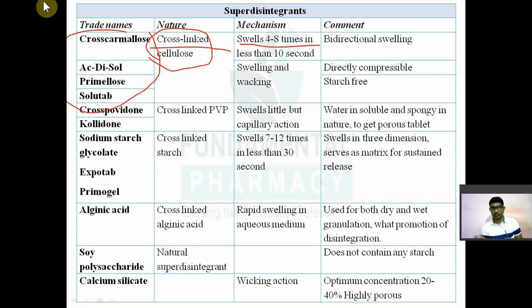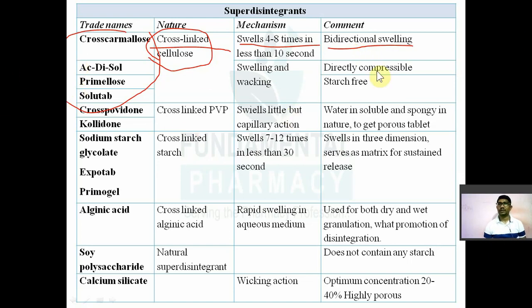After coming into contact with water, immediately within 10 seconds it will swell, and because of swelling bursting happens, the tablet breaks. So it will swell 4 to 8 times within 10 seconds and cause the release of drug. So it causes bidirectional swelling.